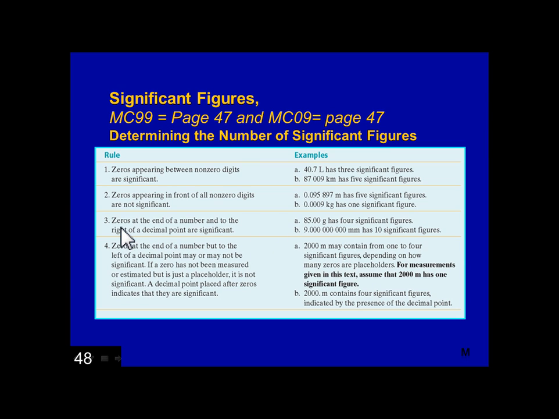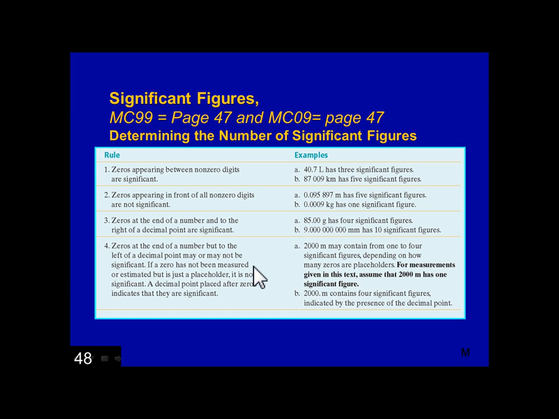Right, rule 3: zeros at the end of a number and to the right of a decimal point are significant. So if they're at the end of the number and they're to the right of the decimal point, that's important. They have to be both. Then you would count them. So this measurement here, 85.00 grams, has 4 significant figures, and this number, 9.000009 zeros, has 10 significant figures, because all those zeros count and the 9 counts.